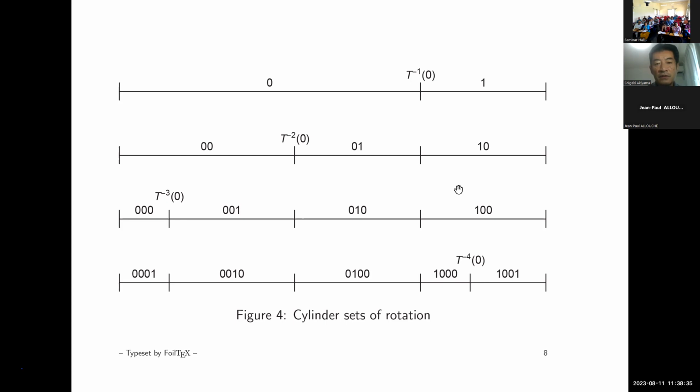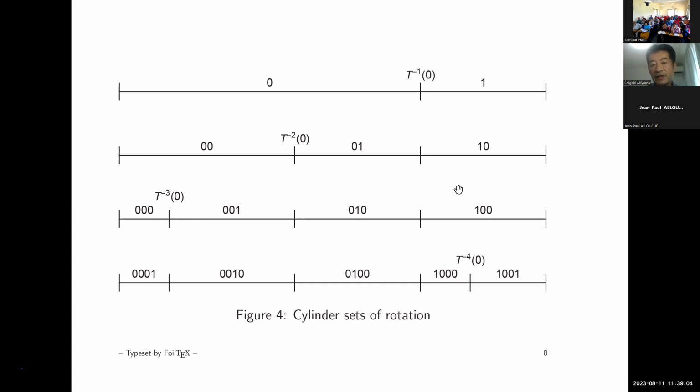So in the first line, as I said, the interval from 0 to T inverse of 0 is called a cylinder, which gives us the symbol 0. And between T inverse of 0 and 1, this is a region called 1. So if you fall into here, this is 1. Okay? This is just a review.